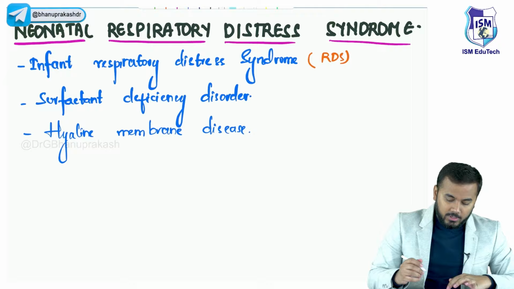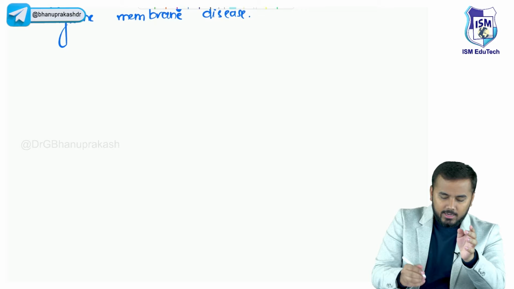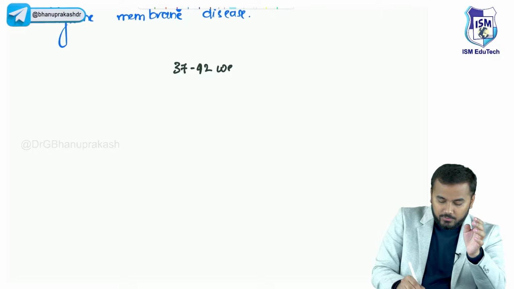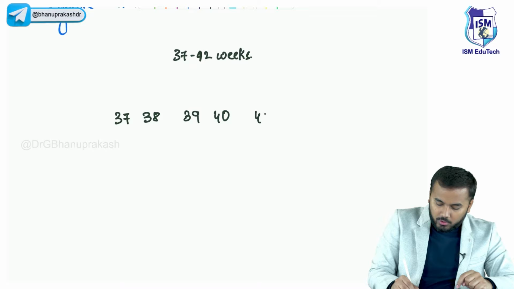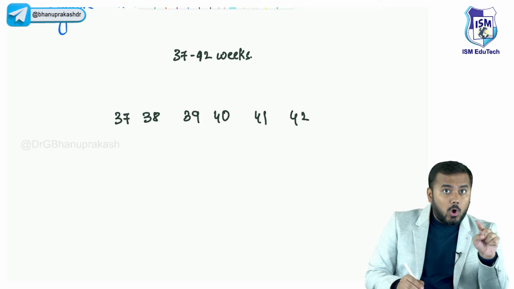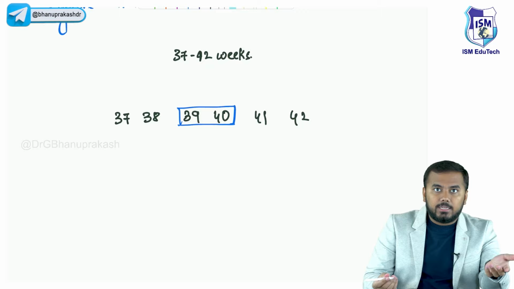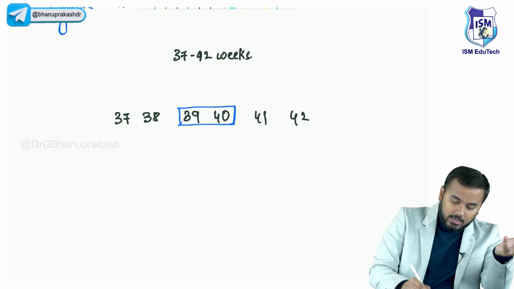Okay? So if we start from the basics, normally all of you know that a baby is born somewhere between 37 to 42 weeks. Now, if we decode this: 37, 38, 39, 40, 41 and 42. If the baby is born between 39 to 40 weeks, this is called full term pregnancy, or a full term infant.